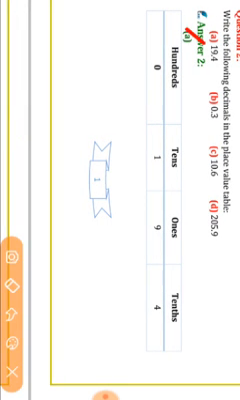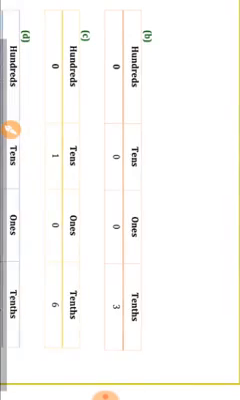Then write the following decimals in the place value table directly. 19: 9 is in tens place, 1 is in hundreds place, 9 in a ones place. Then 0.4 is in tenths place. In the same way you can write the place values here.